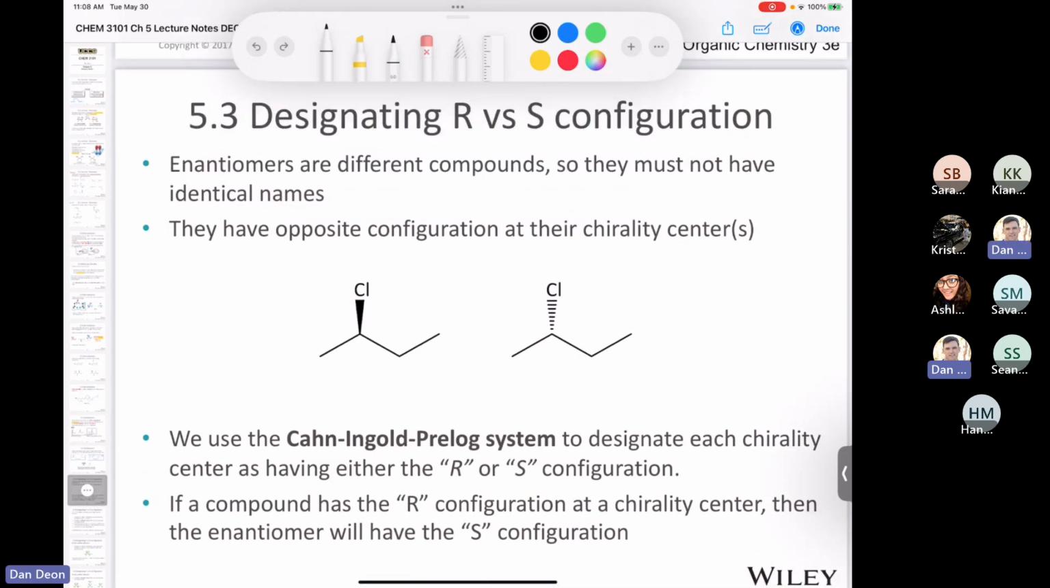And that brings us to the Cahn-Ingold-Prelog rules. I thought I was going to cover these today, but I'm going to save these for Thursday morning.